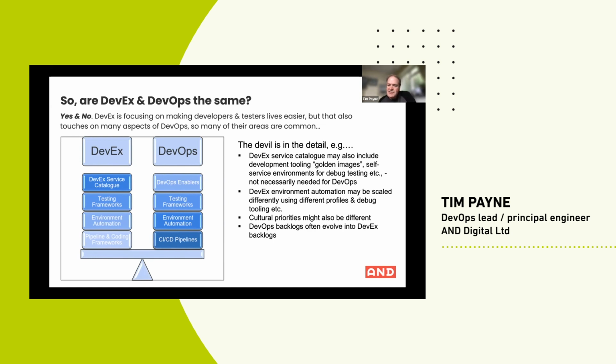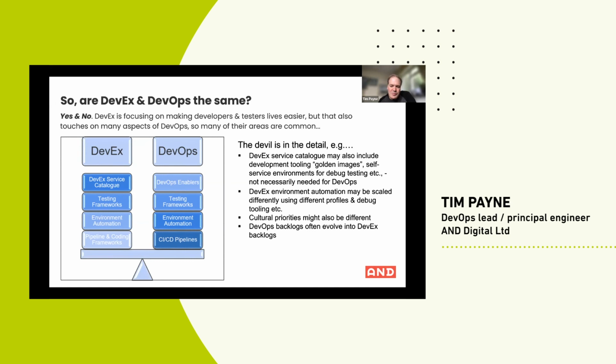The same for when you're doing environment automation. You're looking to provision not just production-like environments, but you're also looking to provision development environments as well. So development environments with debugging APIs on it, with maybe more tracing enabled, or maybe different types of profiles. So there are aspects within both the environment and the provisioning that are going to be the same, but there are also some that are going to be different.